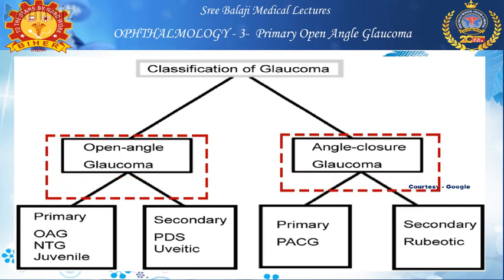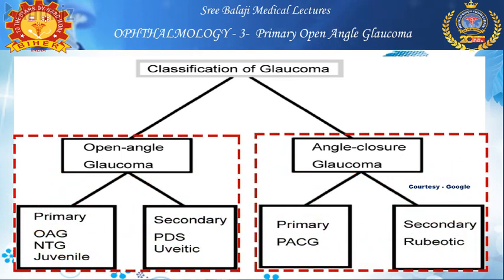Again, glaucoma can be classified into primary and secondary. In primary, there is no discernible ocular or systemic cause for the increase in the intraocular pressure. Whereas in secondary, there can be ocular causes like pigment dispersion syndrome or uveitis and systemic factors like steroid intake or metabolic disorders which increase the resistance to aqueous outflow and hence result in increased intraocular pressure.